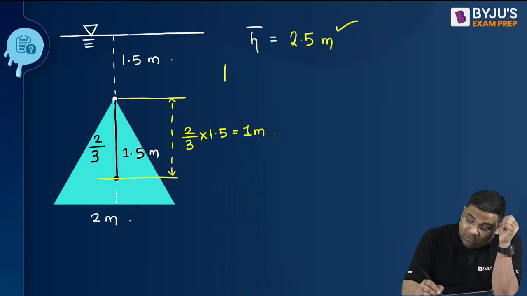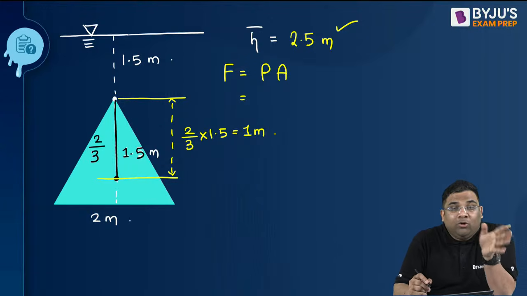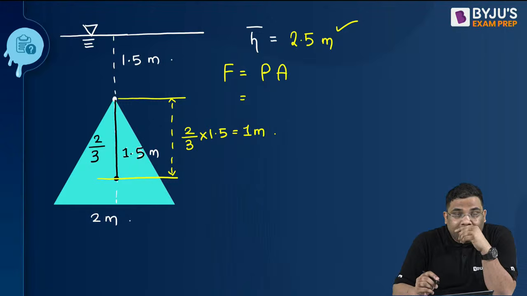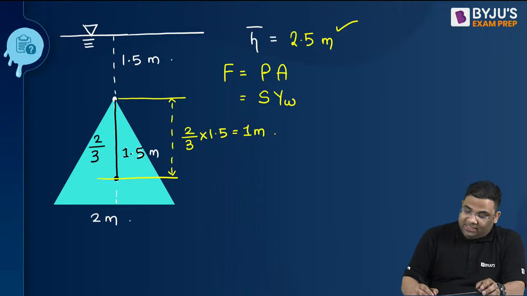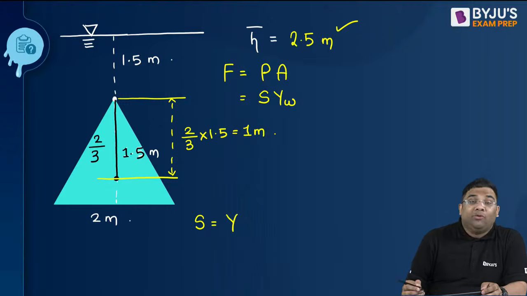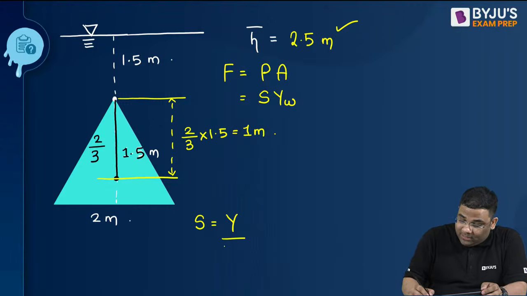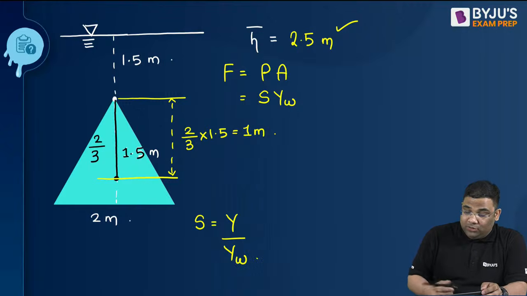Now the force will be the pressure into area. Now the pressure is gamma into h bar. Here I will not use gamma W, I will use the gamma of oil. Now what will be the gamma of oil? That will be specific gravity into gamma W. You see, what is specific gravity? Specific gravity is the unit weight of a particular fluid divided by the unit weight of water. So the unit weight of that particular fluid will be the specific gravity into unit weight of water. And then I'll multiply the area.